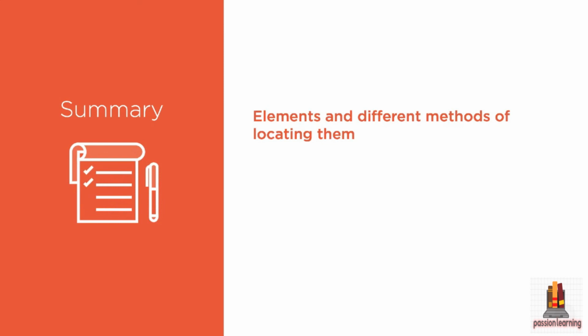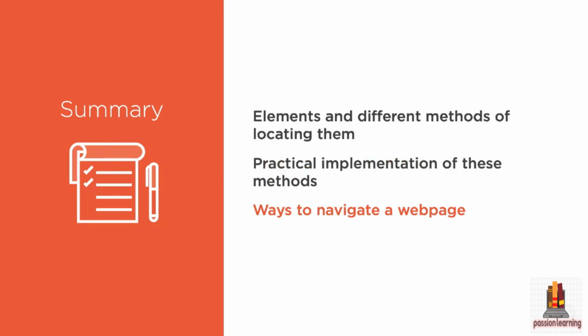In this module, we went through what elements are and the different methods of locating them, namely by ID, by name, by link text, by partial link text, by CSS selector, by tag name, by class name, and finally by Xpath. We also delved a little more into what Xpath is. Then, we had a couple of demos which were all about the practical implementation of all these methods. We also had a demo that dealt with how to navigate a web page that included how to deal with forms, drop-down menus, iframes, and pop-ups.